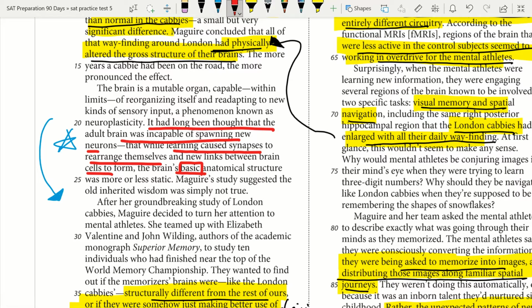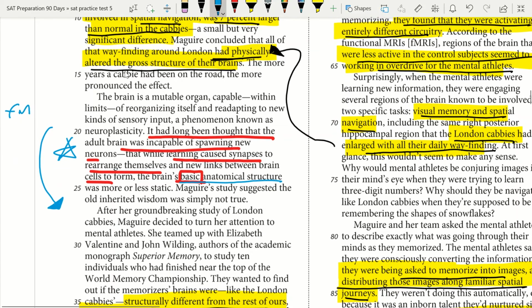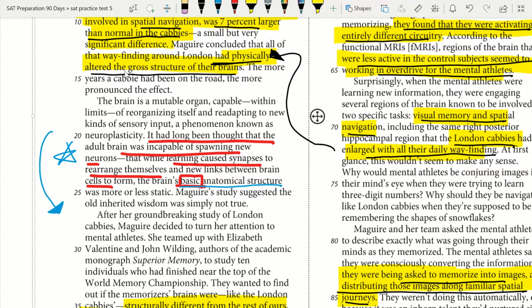In this case, when we say the brain's basic anatomical structure, we're really talking about the brain's structure from birth, okay? So the brain's fundamental structure. "Fundamental" here could replace the word "basic." That would be one word I'd be looking at. So you see that I'm coming up with my own word first before I go down and look at my answer choices. The reason this is beneficial is because it helps you not get swayed by the answer choices.